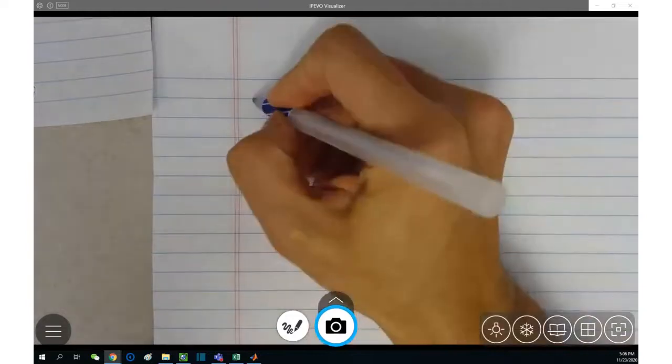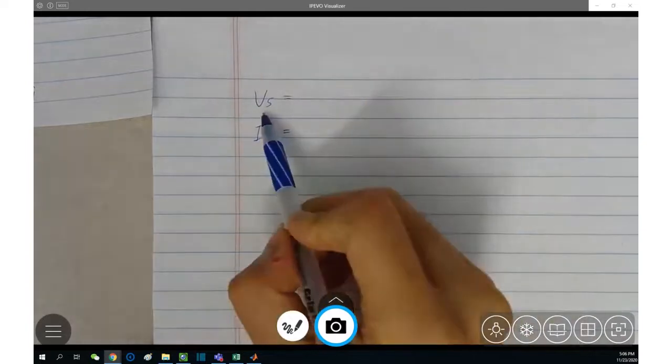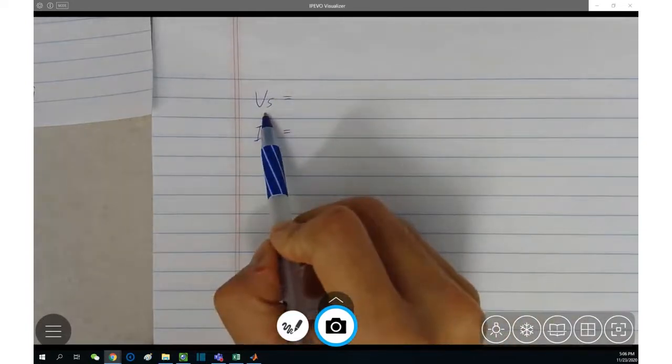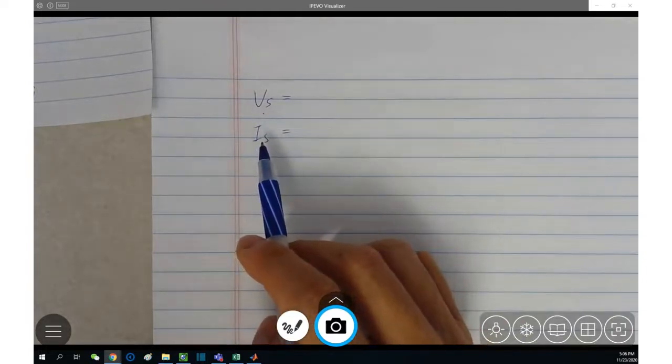Now the next is actually just to find VS and IS. VS is one of the questions being asked, and IS we still need. For what? Anyone know what we need IS for? Because it is not directly asked. Any expectation?